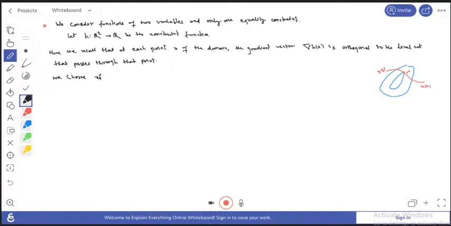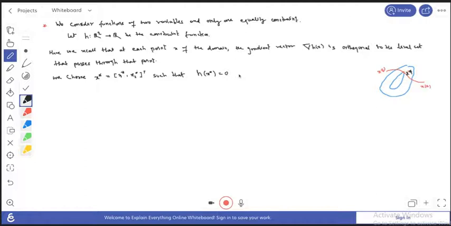So we choose any x star, and this x is two-dimensional, so its components are x1 star and x2 star. Okay, so this is your vector x star. So this point satisfies your constraint, which means h of x star equals 0.